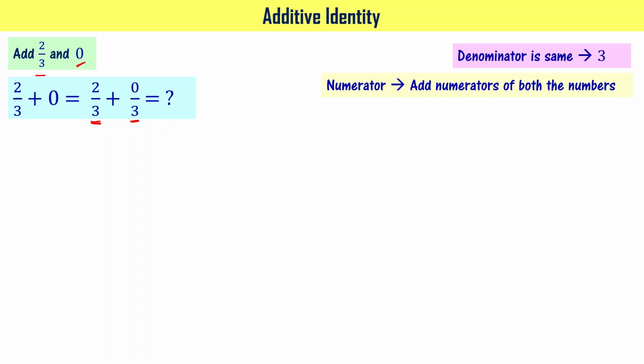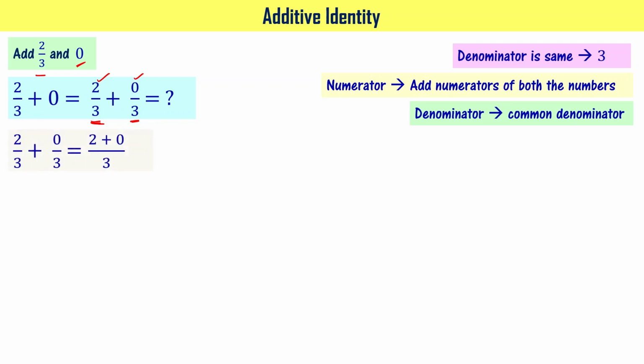It means you have to add 0 and 2 or 2 and 0 to get the numerator of the resultant number. And the denominator is the same number, that is the common denominator, right? Now 2 by 3 plus 0 by 3 equal to 2 plus 0 divided by 3. That is 2 by 3. What you have learned now, 2 by 3 plus 0 is 2 by 3.